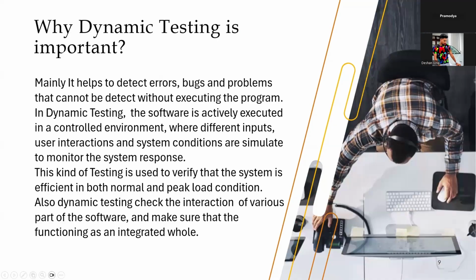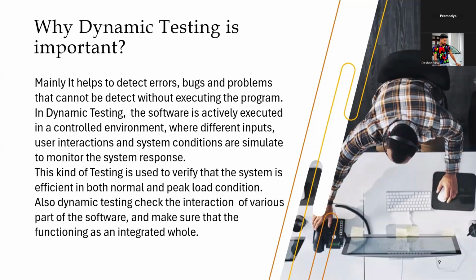My next one is why dynamic testing is important. Mainly, it helps to detect errors, bugs, and problems that cannot be detected without executing the program. In dynamic testing, the software is actively executed in a controlled environment where different inputs, user interactions, and system conditions are simulated to monitor the system response.